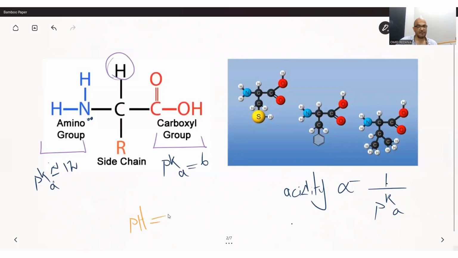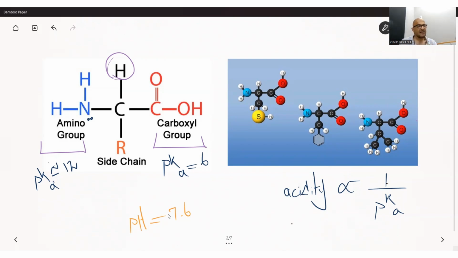If you have a pH of around 7.6, and you remember also from chemistry 1, the pH is minus log of the hydronium concentration. Now, look what happens, because I'm going to use this one in order to find the charge on a sequence of amino acids, which is going to be the peptides.